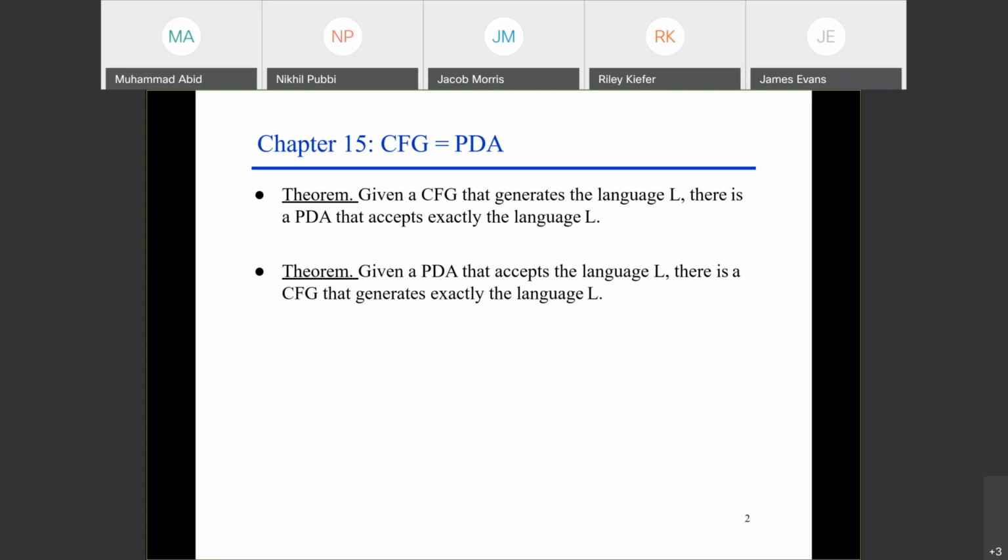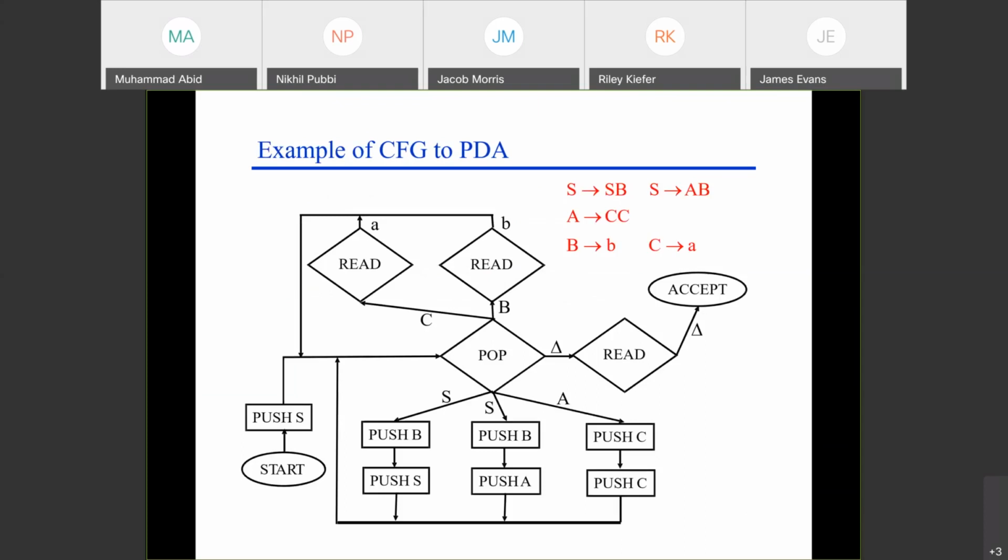So we have a context-free grammar, and this grammar represents the language L. Then there must exist one PDA that will accept exactly the same language. And this is vice versa. If you have a PDA that accepts the language L, there must be a CFG. So what does it mean? If you have a PDA, you can convert that PDA into context-free grammar, or if you have a context-free grammar, you can convert that into PDA. So let's see. This is again a very systematic way of creating this.